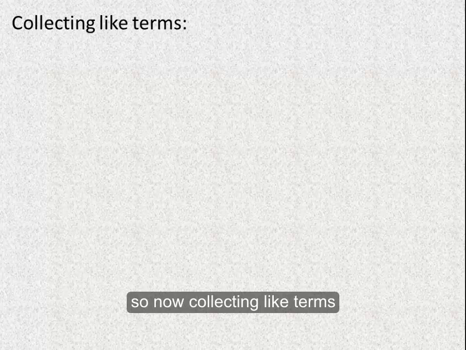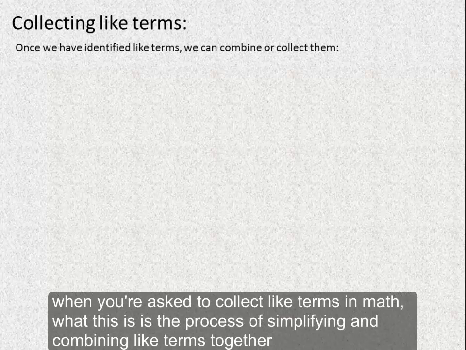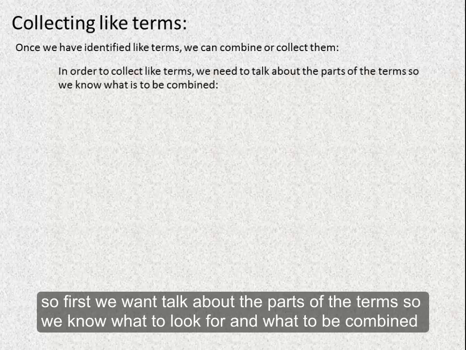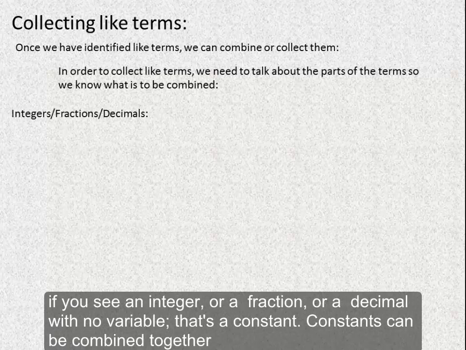So now, collecting like terms. When you're asked to collect like terms in math, this is a process of simplifying and combining like terms together. So first we want to talk about the parts of the terms so we know what to look for and what to be combined. If you see an integer or a fraction or a decimal with no variable, that's a constant. Constants can be combined together.